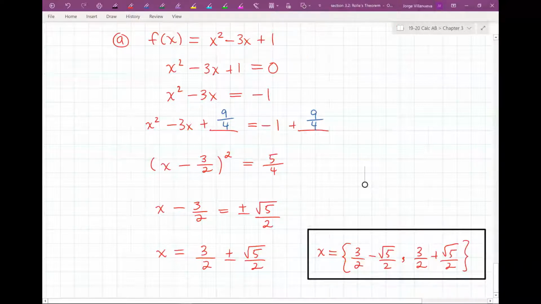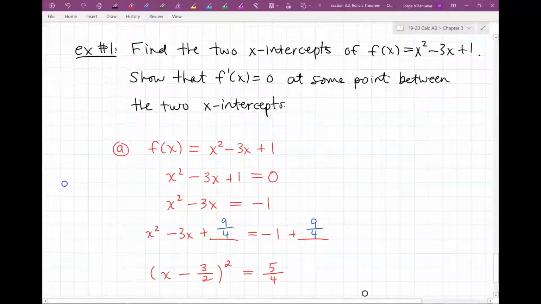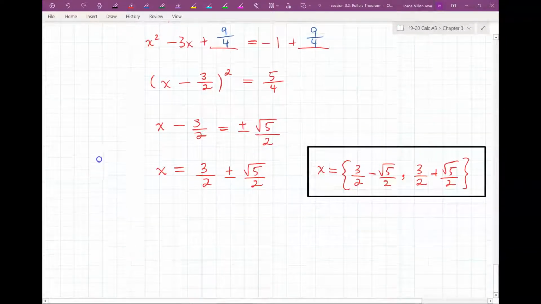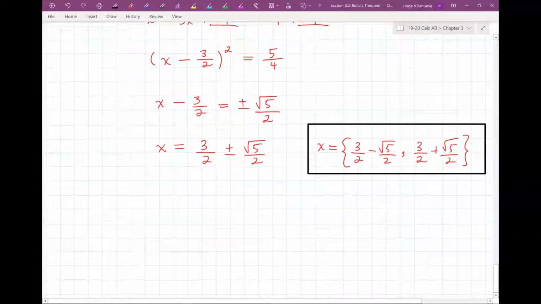Now, of course, you can just write it as plus or minus, but I wanted to write it as two actual values just for the purposes of Rolle's theorem. So I got two of them. The first part of the instruction said find the two x-intercepts. There you go, we found both of them. Now, the next one said show that there is a value where its derivative is equal to 0 between those intercepts. So they're saying apply Rolle's theorem.